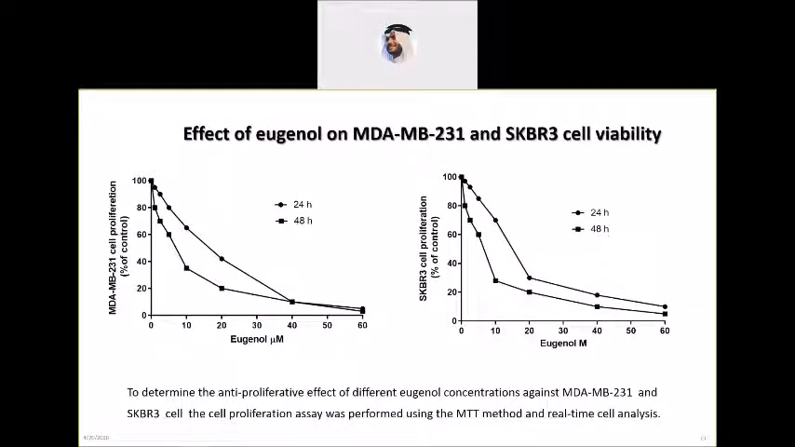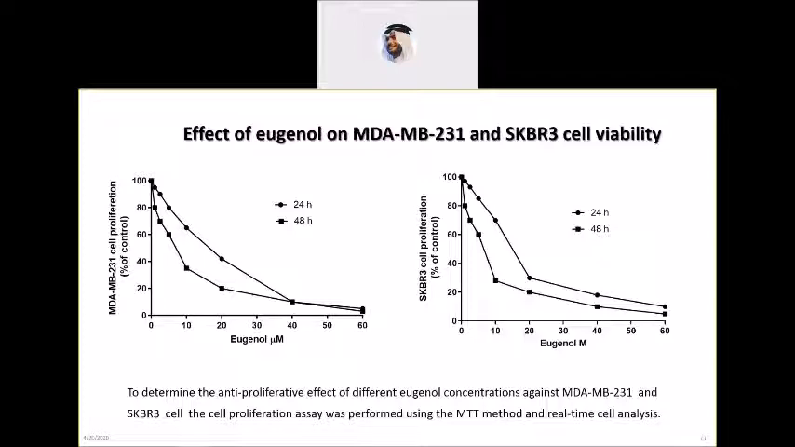Next, we test the effect of eugenol on MDA-MB231 and SKBR3 cells to test the viability, and the result of the proliferation assay indicates that eugenol, in a concentration- and time-dependent manner, affects the MDA and SKBR3 cells, suggesting a potential anti-proliferative and anti-apoptotic effect of eugenol in both cell lines.